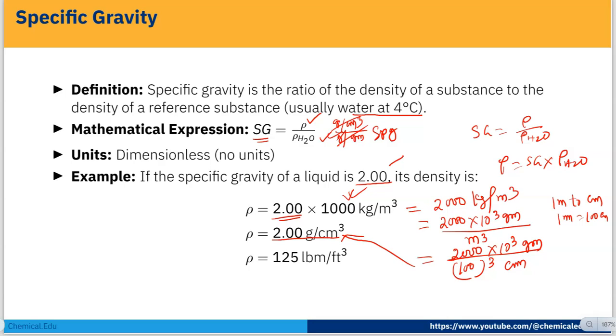And if we convert to pound mass per feet cube, that will be 125 pound mass per feet cube. For that we must know 1 gram is equal to how much pound mass and 1 centimeter is equal to how much feet.